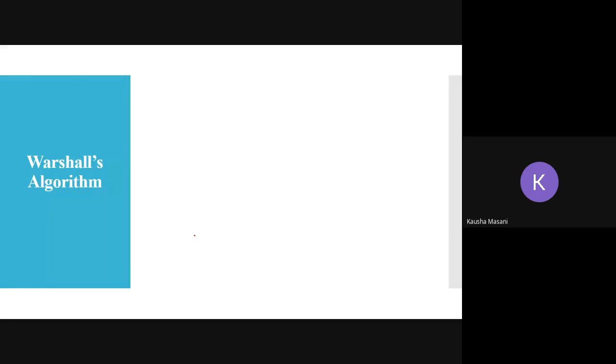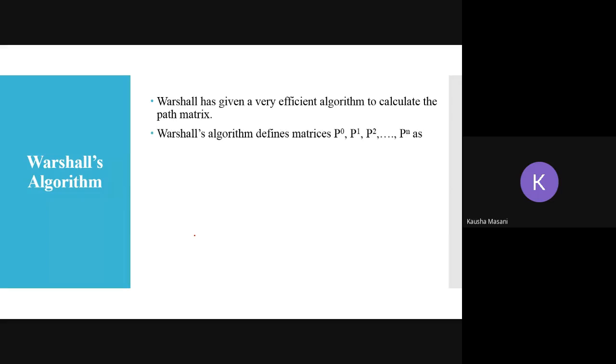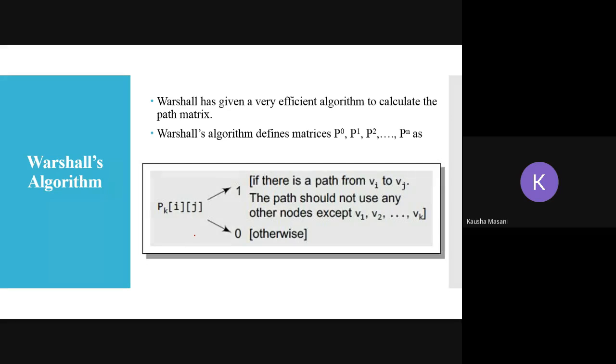So we will solve one example first, and then we shall derive the formula it is working on, the generalization. So Warshall is giving you an efficient algorithm to calculate the path matrix. Here the matrices are addressed as P0, P1, P2 like that. And what that algorithm says is that if there is a path from your source to the destination via some node, your node should not be out of V1, V2 and VK.